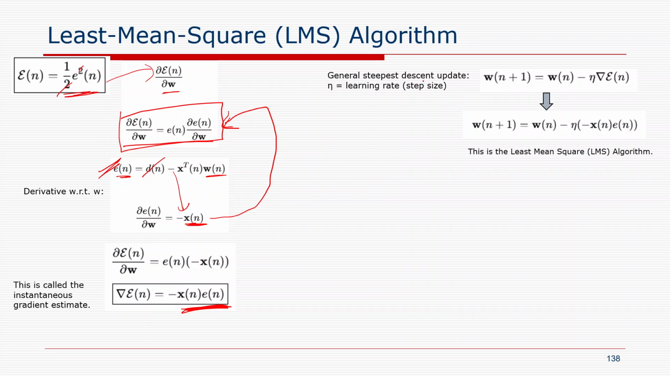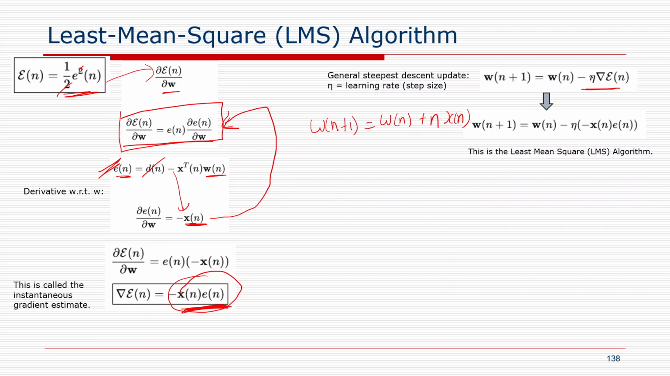Now we will follow the general steepest descent update with respect to the update of the weight. We have seen this also in the perceptron convergence theorem, where the update of the weight is w of n plus 1 is equal to w of n plus learning rate multiplied by x of n. But now we have to take the error into consideration. Therefore, the next update of the weight, w of n plus 1, will be w of n minus, because this term is what we got from here.